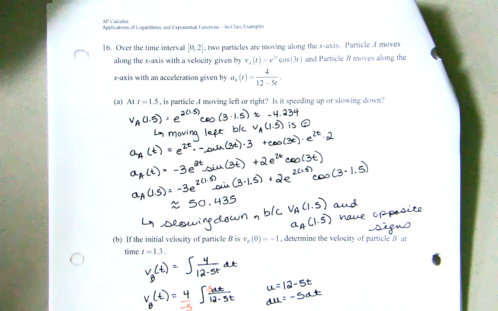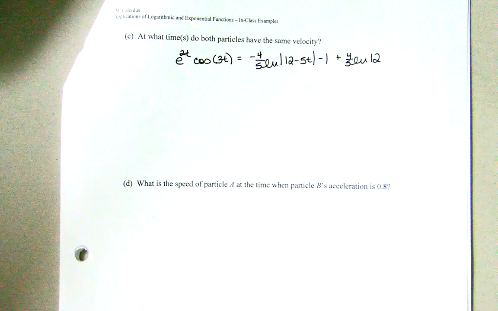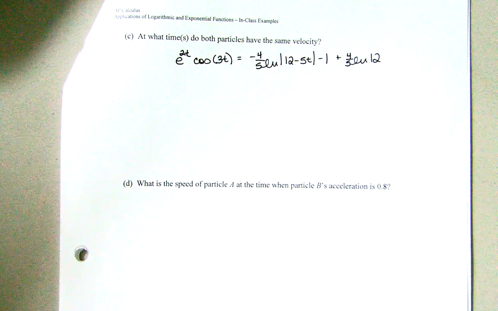Sorry, I missed that part. Time interval 0 to 2. Let's just set the window there. Yeah, of course, because of the trig thing, it's just going to keep doing that over and over. Set it 0 to 2. Sorry about that. Yeah, sorry. We're good.